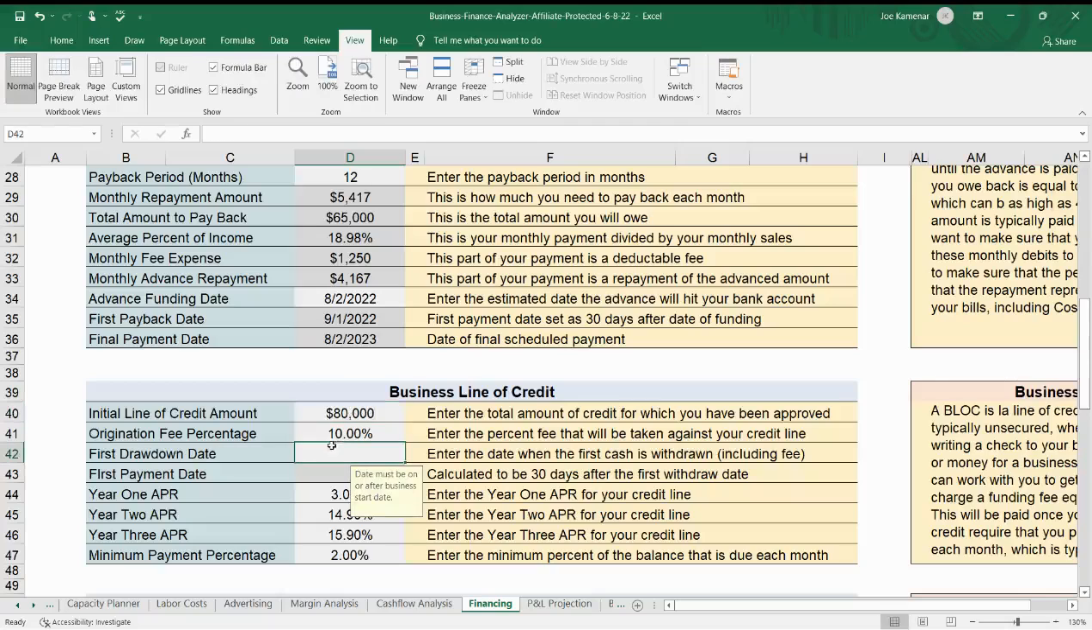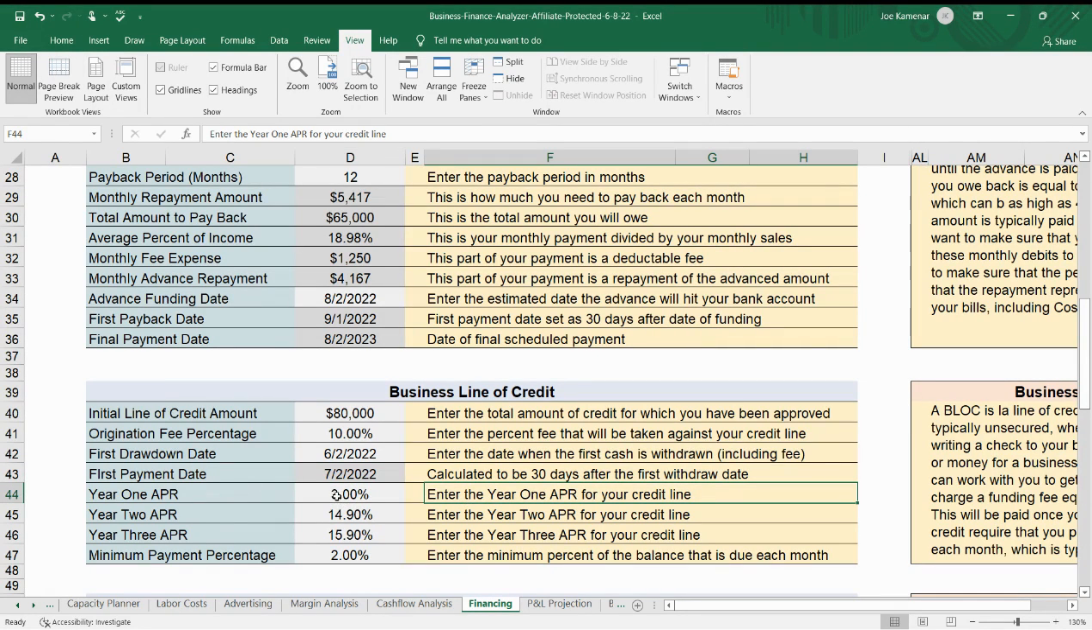Now, origination fee. All lenders in this business have an origination fee. It could be 9% to maybe 11%, ballpark. So let's go with 10. So once you accept the money, they take 10%. So let's say your first drawdown date is 6/2/22, and there's your first payment date.